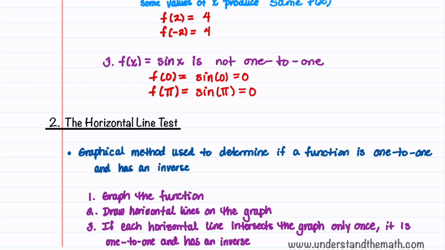We can also determine graphically if a function is one-to-one and has an inverse by using the horizontal line test. Here's how the horizontal line test works. We first need to graph the function, and then we'll draw horizontal lines on the graph. If each horizontal line intersects the graph only once, we'll know that the function is one-to-one and it will also have an inverse.